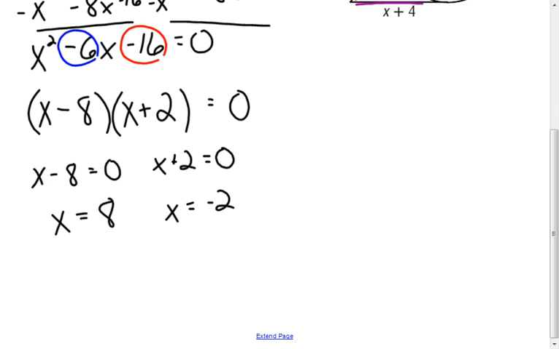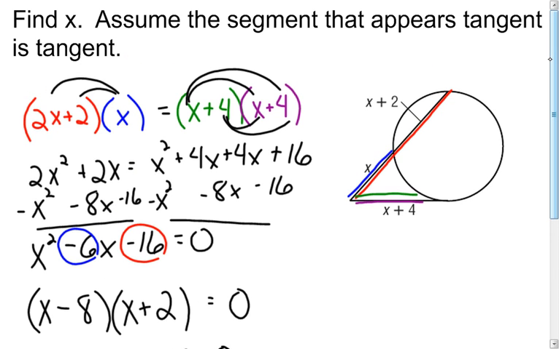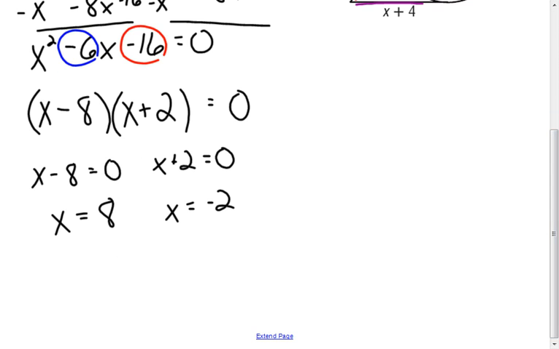Now I come up here and think, well, do they both make sense to this problem? Well, positive 8, if I put 8 in for x, the blue is going to be 8 long, that inside the chord of the circle is going to be the 8 plus 2, that's 10, that makes sense, and then the x plus 4 would be 12. All works out. But now if x is negative 2, this blue segment here is going to be a negative length, and that doesn't make any sense. Therefore, I know I can rule this one out, and then my x equal to 8 would be my final answer for the value of x.